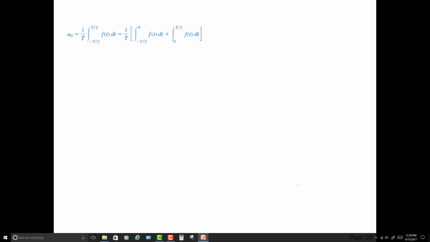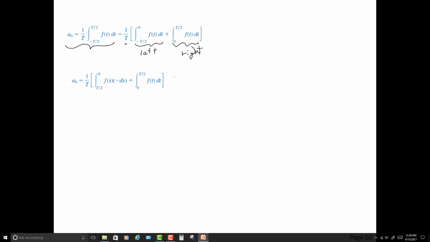So let's actually do some of this to gain some confidence. I just sort of stated those things. So we're back to this, which was our definition or our derivation of a0, right? 1 over t times the integral over a period of f of t dt. So that is this. If we now just apply this idea, let's break it up into two parts, the left half and the right half. All right? And let's just carry it out from there.